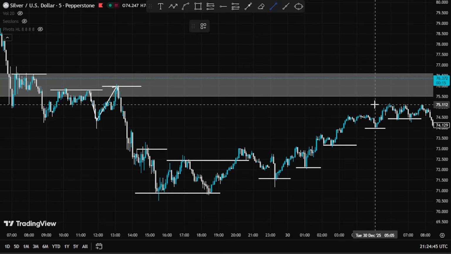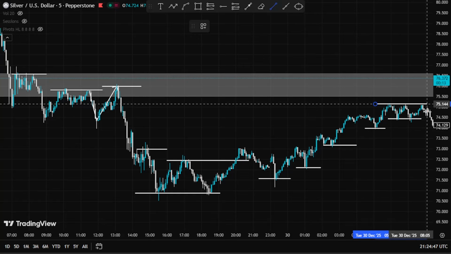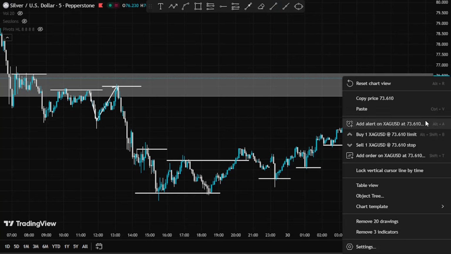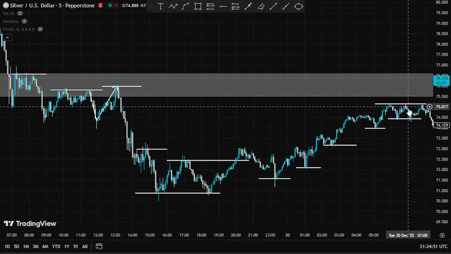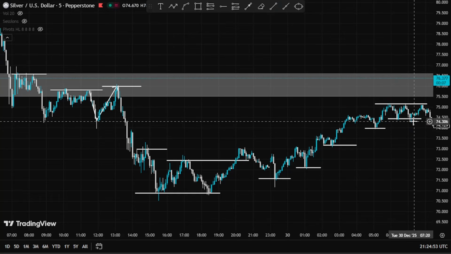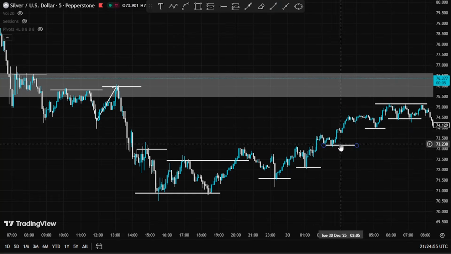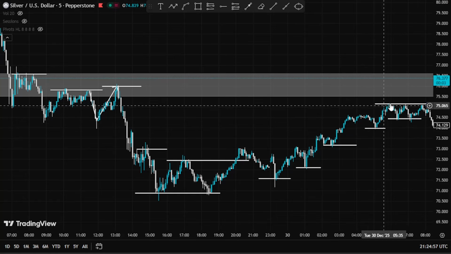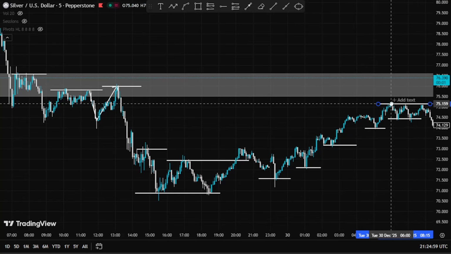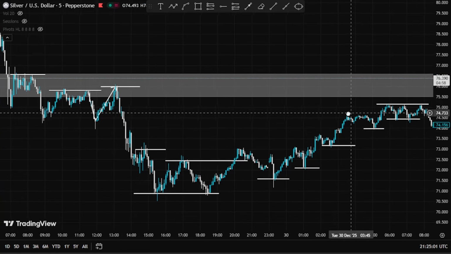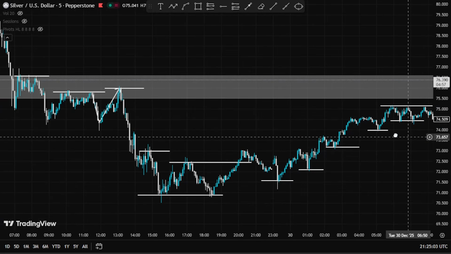Price shouldn't be making this here. This tells us that sellers don't want price to push above this. So you can see that when price was making that correction and got to this level, it's like sellers came to sit here and they tried to push price down. And then price broke below this level here.